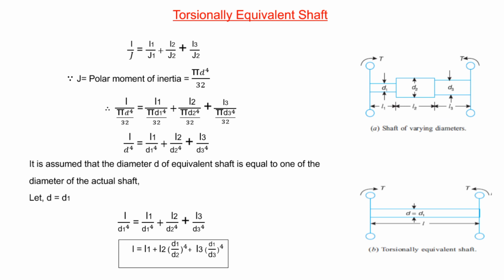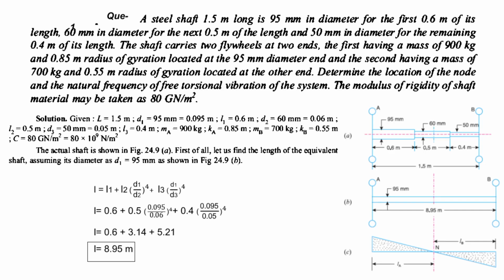It is equal to L1 plus L2 into (d1 by d2) raised to 4 plus L3 into (d1 by d3) raised to 4. This is the formula to find out the length of torsional equivalent shaft, and it is necessary, that is a prior step, to convert the varying diameter shaft into torsionally equivalent shaft. Then you can find out the natural frequency of two rotor system. Now we will solve one problem based on that, so that you can understand whatever we have studied up till now. Now I will read the problem.